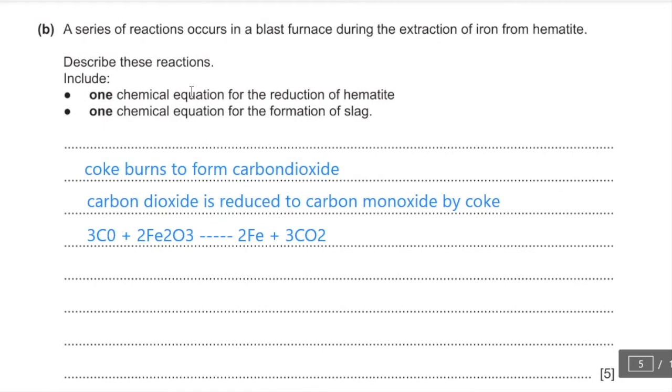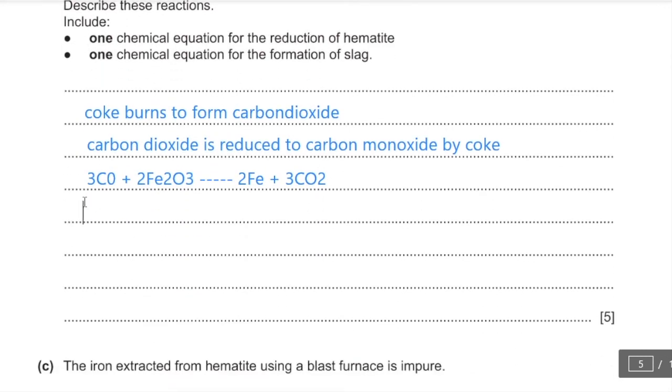And now the limestone, which is added over here, comes to use for the removal of impurities. But first it has to be broken down to form calcium oxide or lime. It's used to remove silica, which is the actual impurity we're supposed to be removing over here. Alright, this is quite enough.